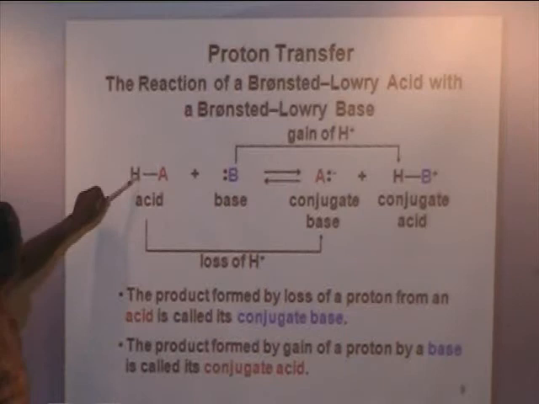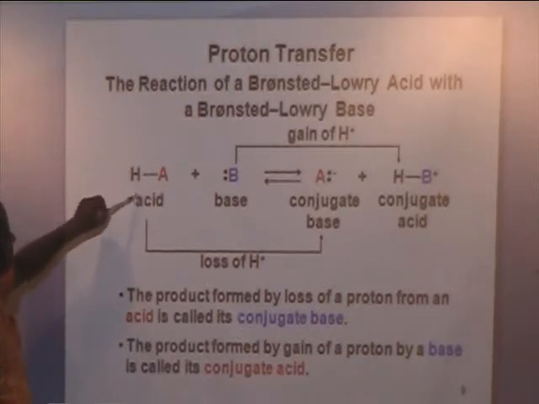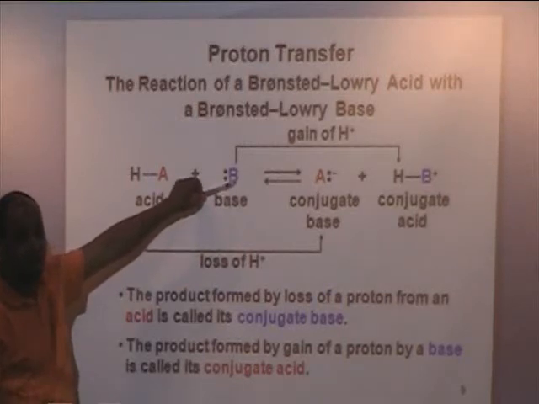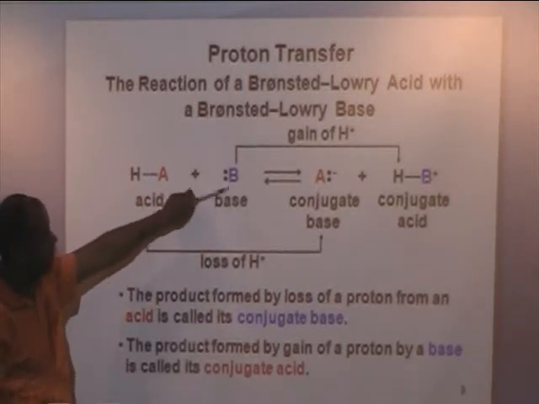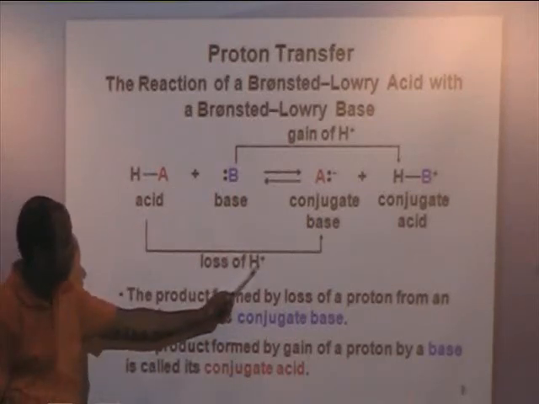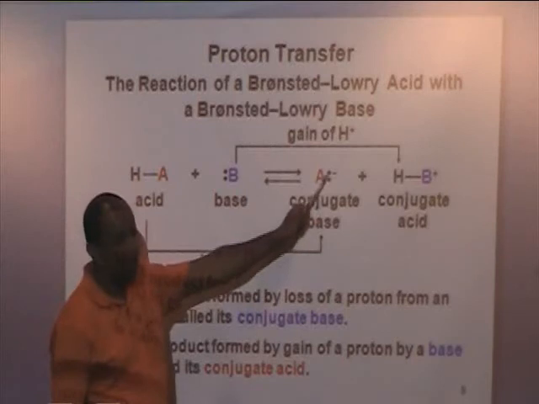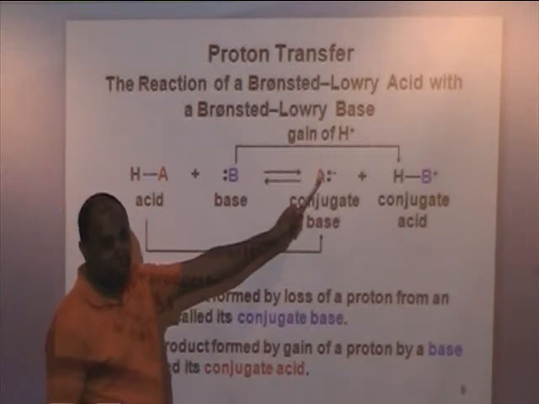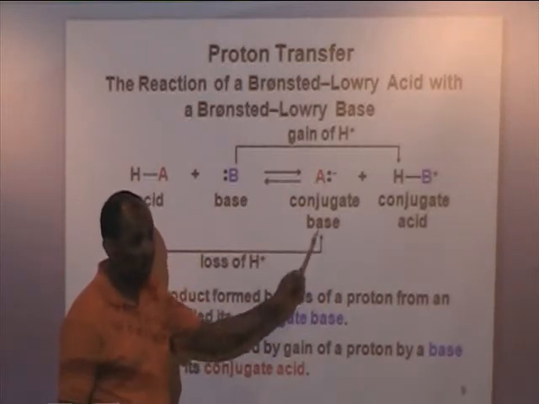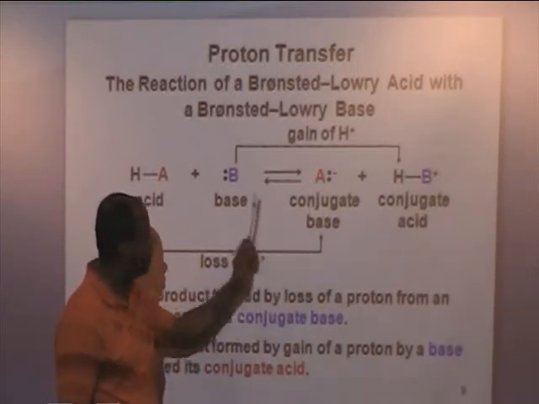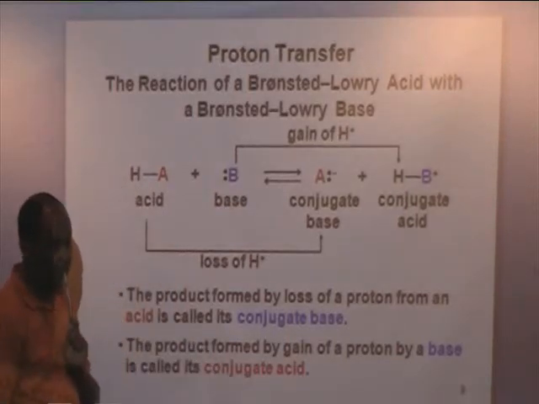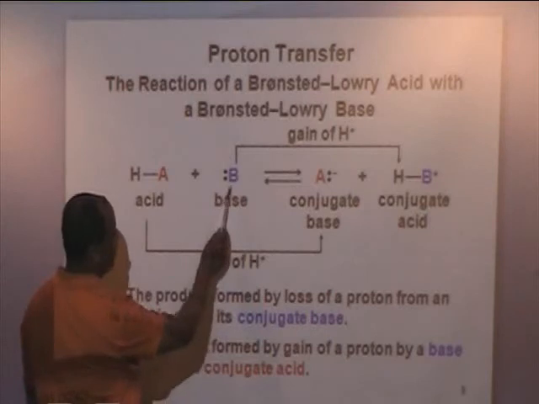Now, this is an acid here, because it has hydrogen ion. We have a base here. A base has a lone pair of electrons. An acid loses a hydrogen ion and becomes A minus. In this case, it's going to be a conjugate base. A conjugate base is formed from the acid that already lost a hydrogen ion. Okay, now we have a base here.